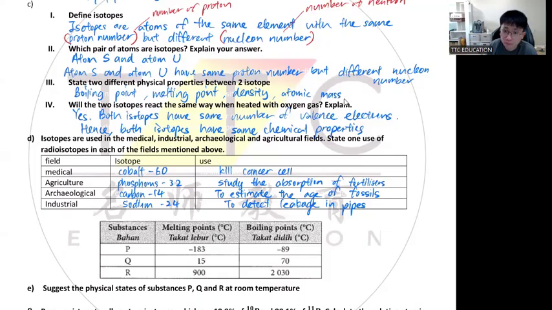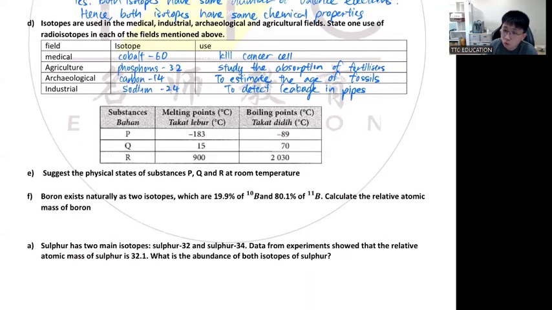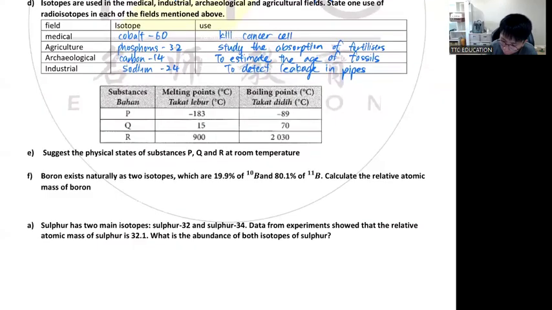Next one, they give you P, Q, R. One moment. Suggest the physical states of P, Q, R at room temperature. So guys, the first thing you have to recall is room temperature. What is room temperature? Usually room temperature is 27 degrees Celsius. With 27 degrees Celsius, you have to try to recall in this case.